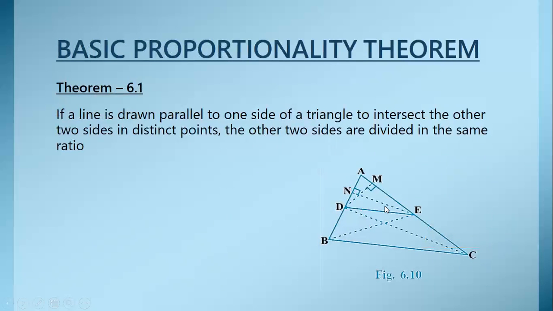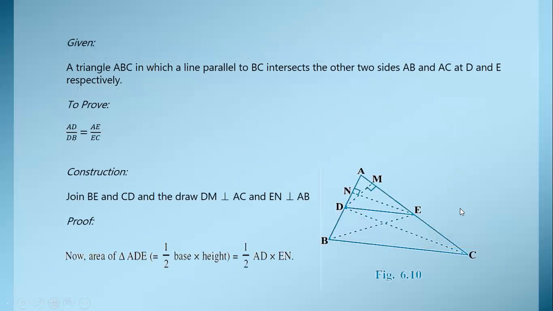Now let us move on to the first theorem, the basic proportionality theorem. This is like a generalization of the midpoint theorem that you had already studied in the previous year. So let us see the theorem. If a line is drawn parallel to one side of a triangle to intersect the other two sides in distinct points, the other two sides are divided in the same ratio. So this is the figure for it. Now, it is given that ABC is a triangle and a line is drawn parallel to BC. So, parallel to BC, we have a line which intersects the other two sides at distinct points. That means it is intersecting AB at D and AC at E.